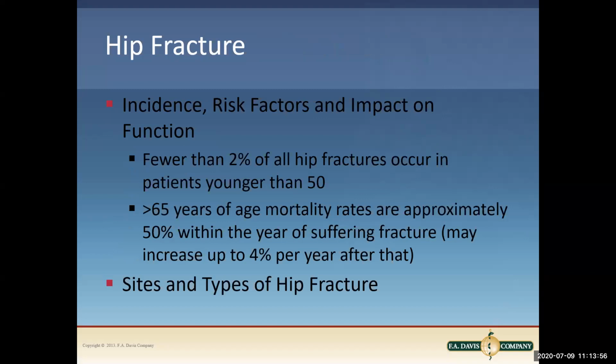This is a big one for older people. If you look at this, fewer than 2% of hip fractures occur in patients younger than 60. This should be encouraging to you guys. Think about that. Less than 2% occur in people in your age, right? 50 to 65 has a little increase, right? But greater than 65, look at this mortality rate. Greater than 65 years of age, mortality rates are approximately 50% within the year of suffering the fracture.